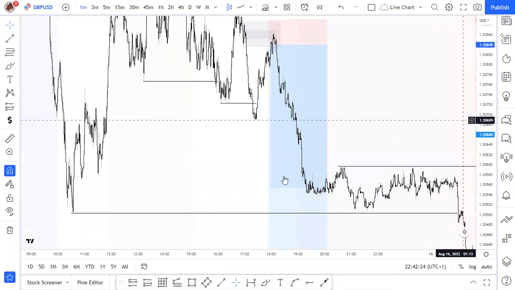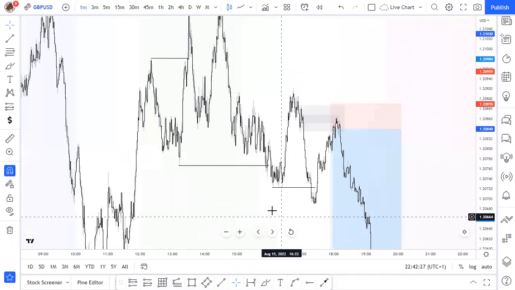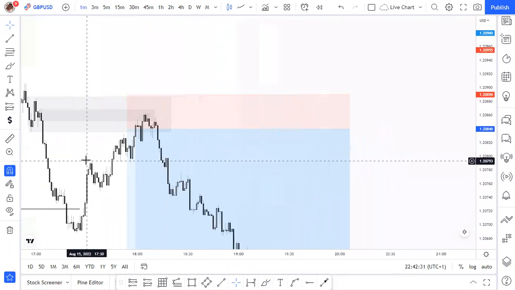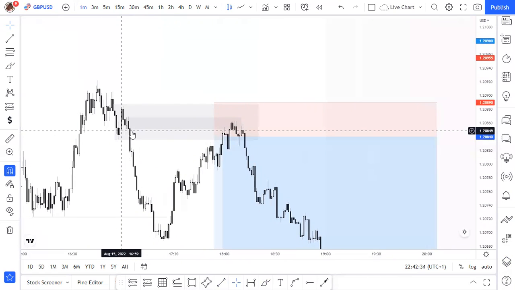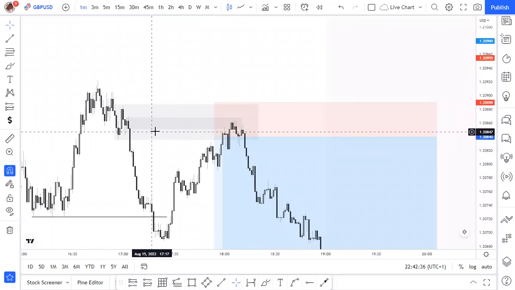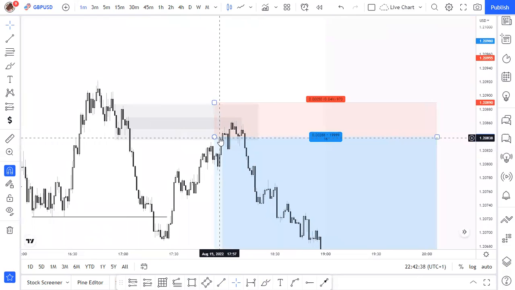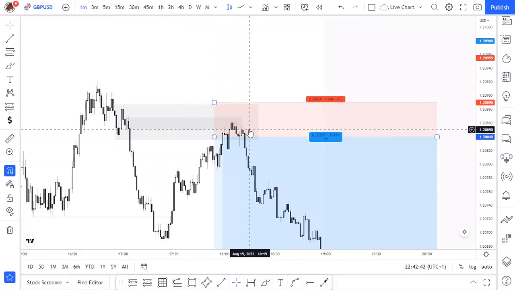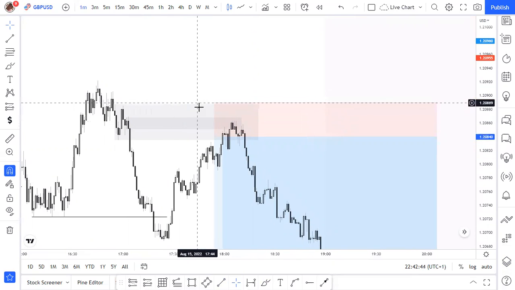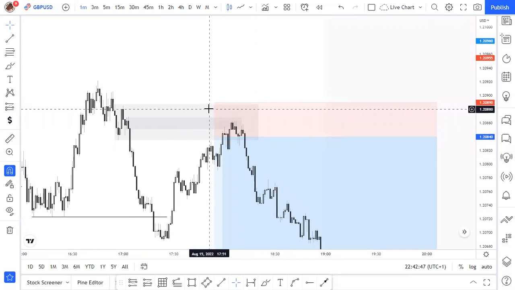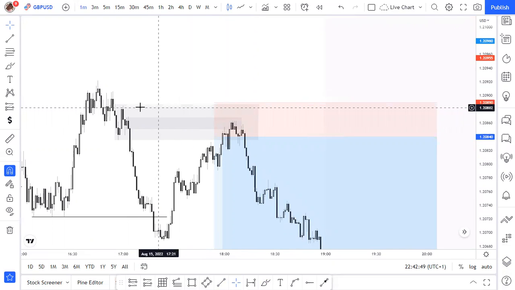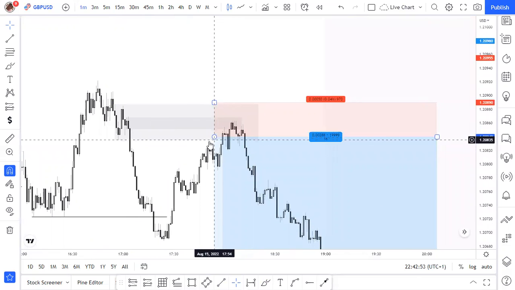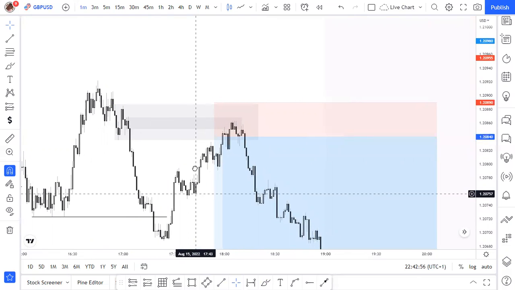I was looking at this engulfed candle. I just set the limits in a place where I know that if price pushes back into the range, I will be tagged into the trade. I also put my stop loss in a place that I think was safe enough, just above this one. My entry was somewhere here, and for me it was really a nice trade.